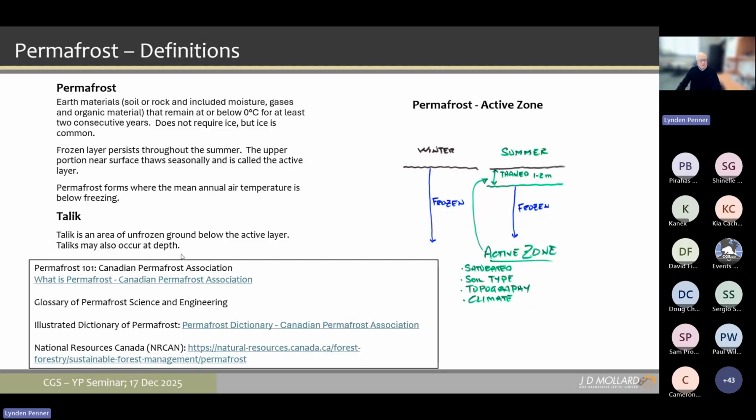In some cases, there is an area of unfrozen ground below the active layer and above the permafrost table, and that zone is called talik.